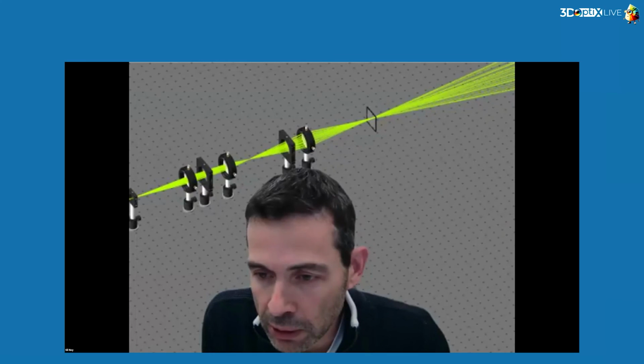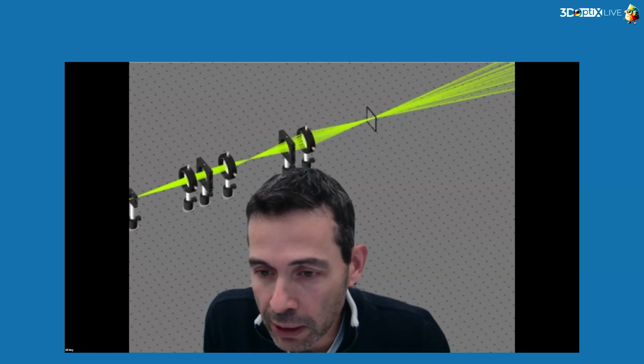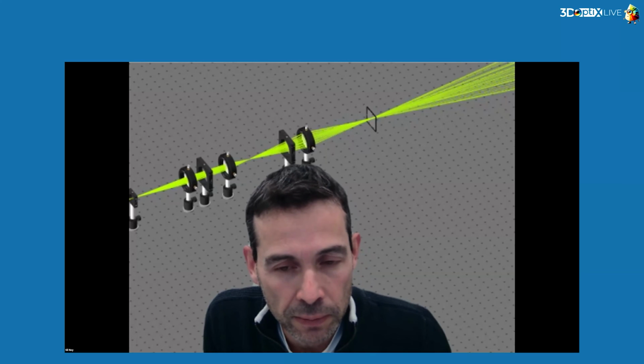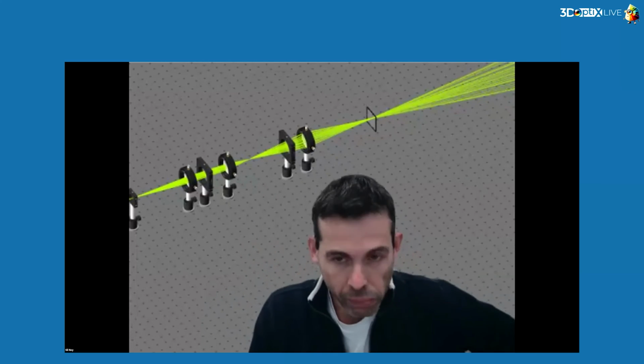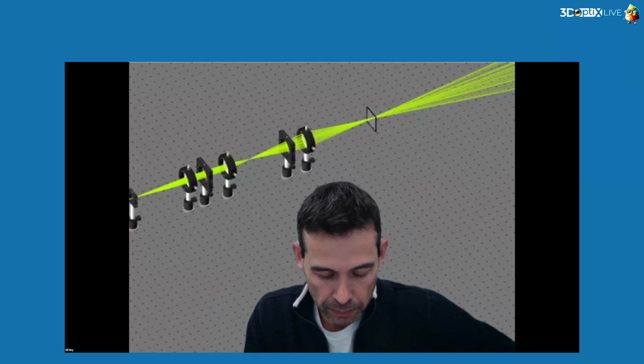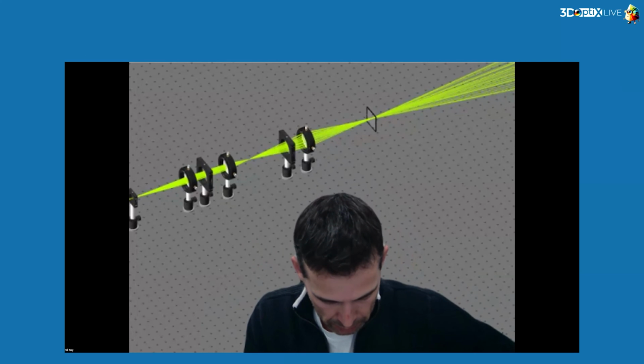Is there any way to simulate an imperfect light source more like an actual LED? Do you want to take this, or do you want me to answer this? Yeah, Keith, I can take that. So is there a way to simulate an imperfect light source more like an actual LED? It's a bit more complicated.